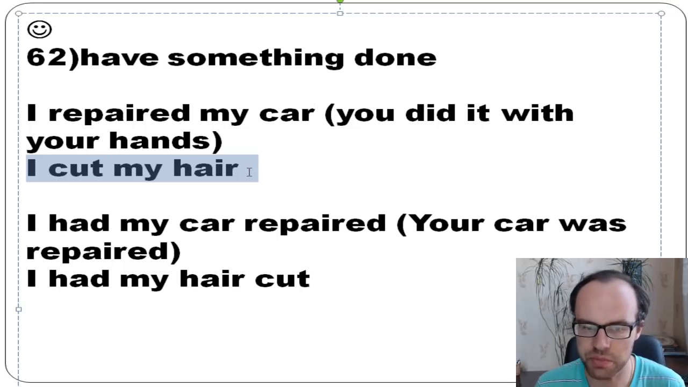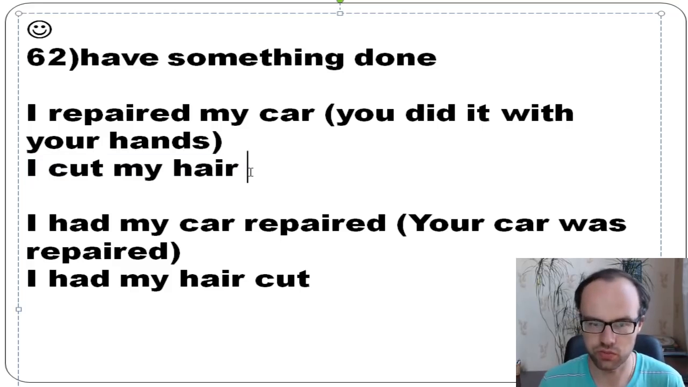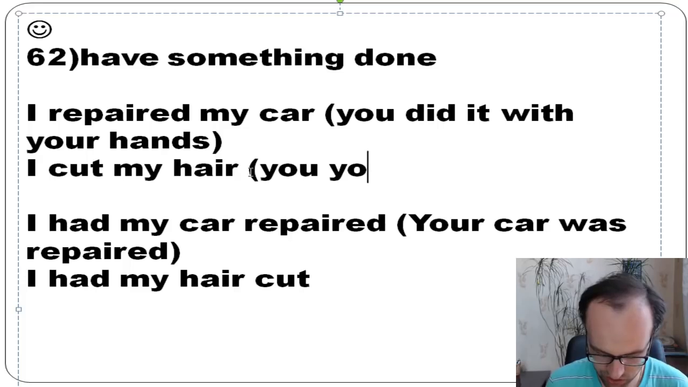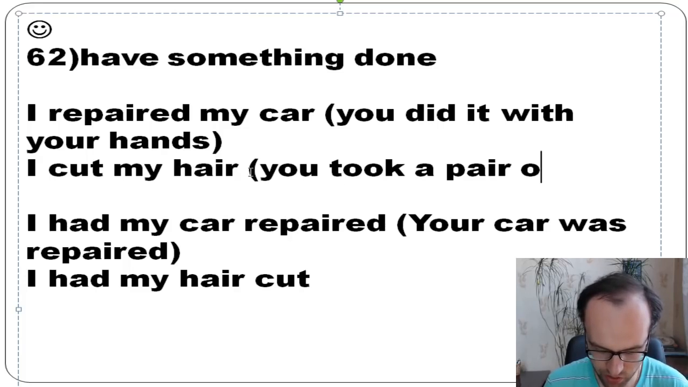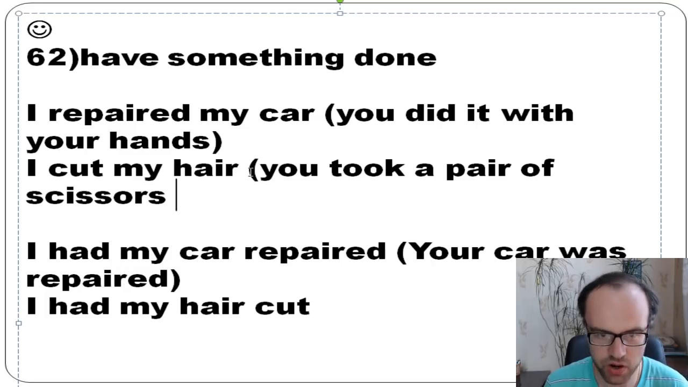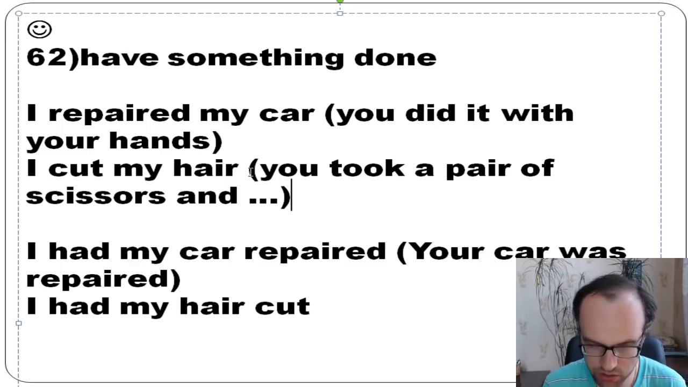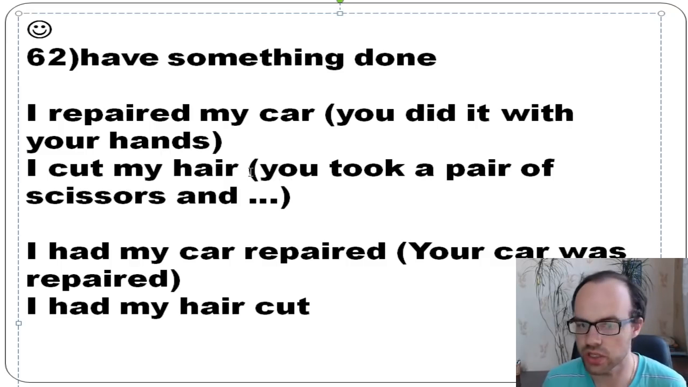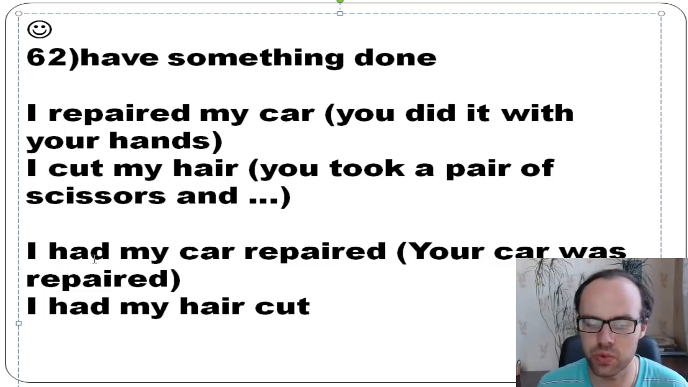Next, I cut my hair. So if you say I cut my hair, it means that you took a pair of scissors and cut it by yourself. But I think that's not true, and we say, I had my hair cut.